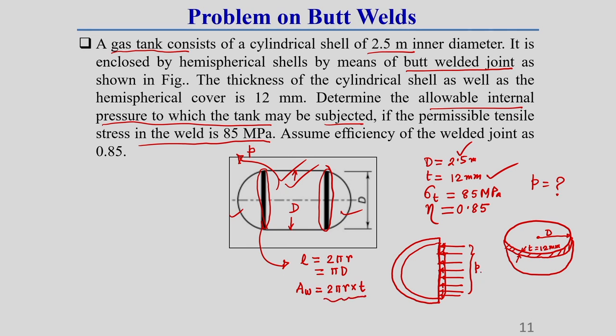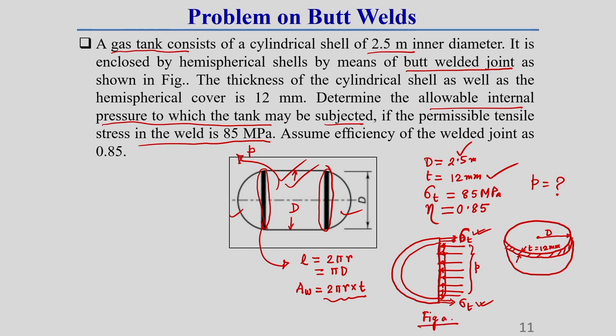Due to this internal pressure applied in this projected area, the internal pressure will be resisted by the force acting in this welding zone. Let this be the force acting in this weld zone over the circumferential area. Instead of writing force, there will develop a normal type of stress, so I am writing sigma t. This internal pressure should be balanced by the stress developed in the weld material.